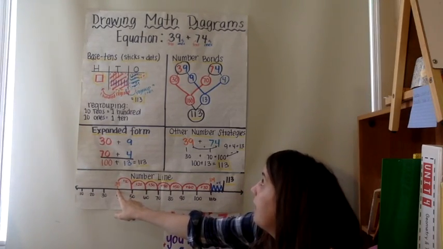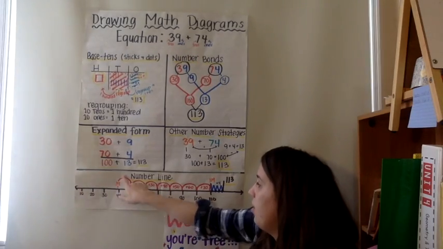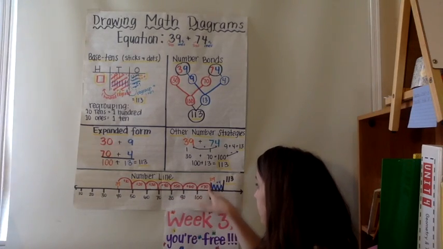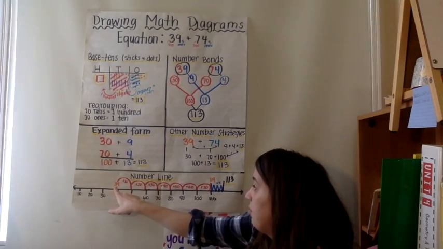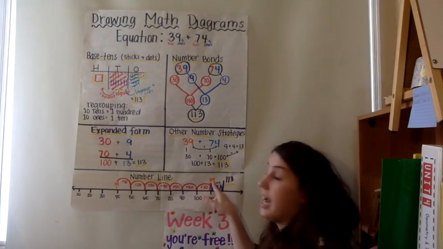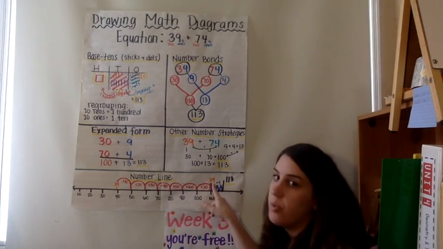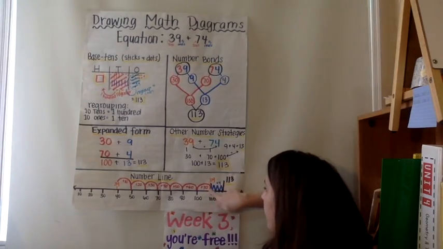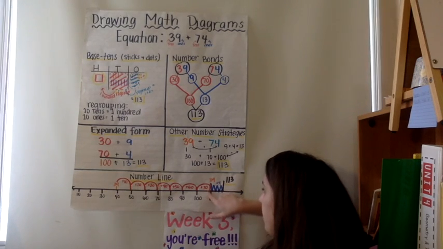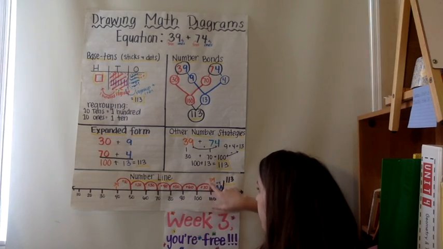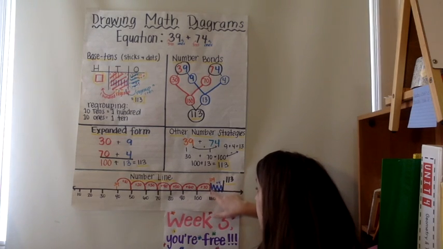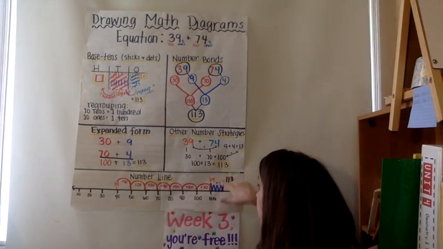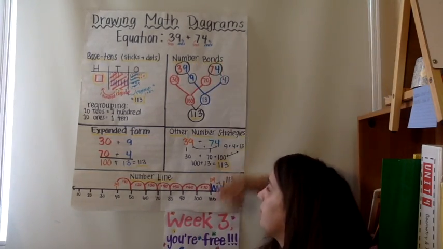Then I needed to add 7 tens. So I went 1, 2, 3, 4, 5, 6, 7. So 39 plus 7 tens, or plus 70, puts me at 109. But we can't forget about these 4 ones, right? So after I got to 109, I, in blue here, added the 4 ones that are left over, and I went 109, 110, 111, 112, 113. And 113 is 39 plus 74.